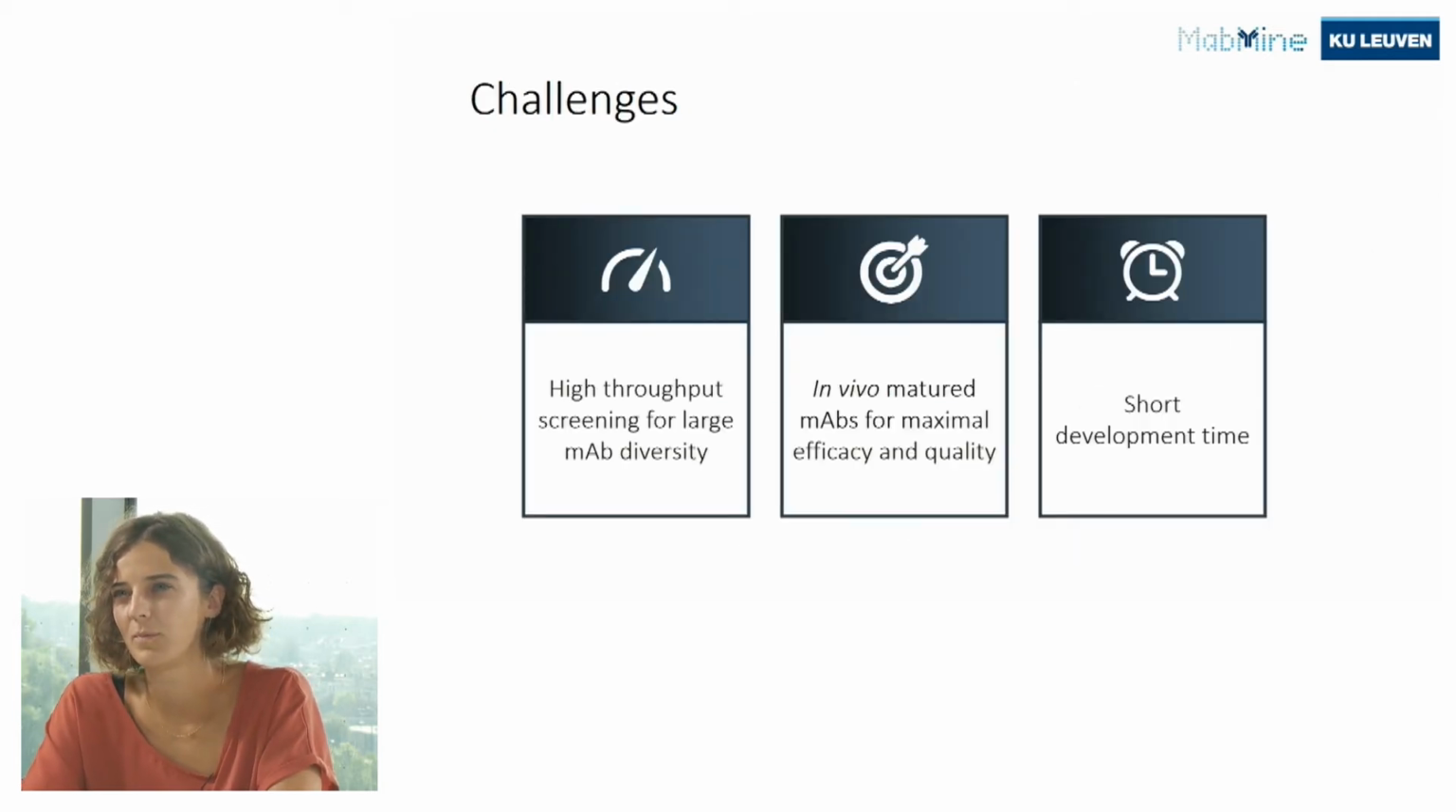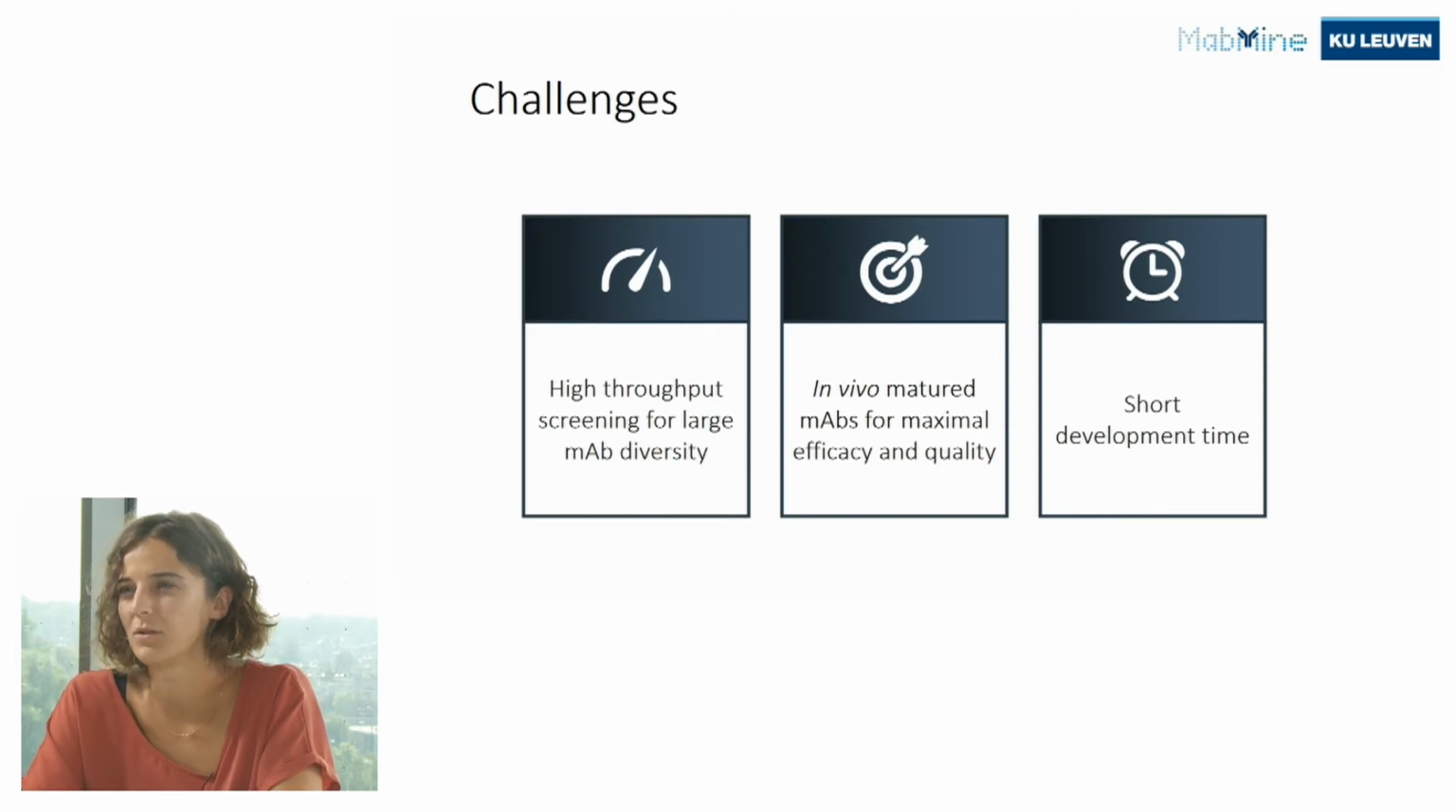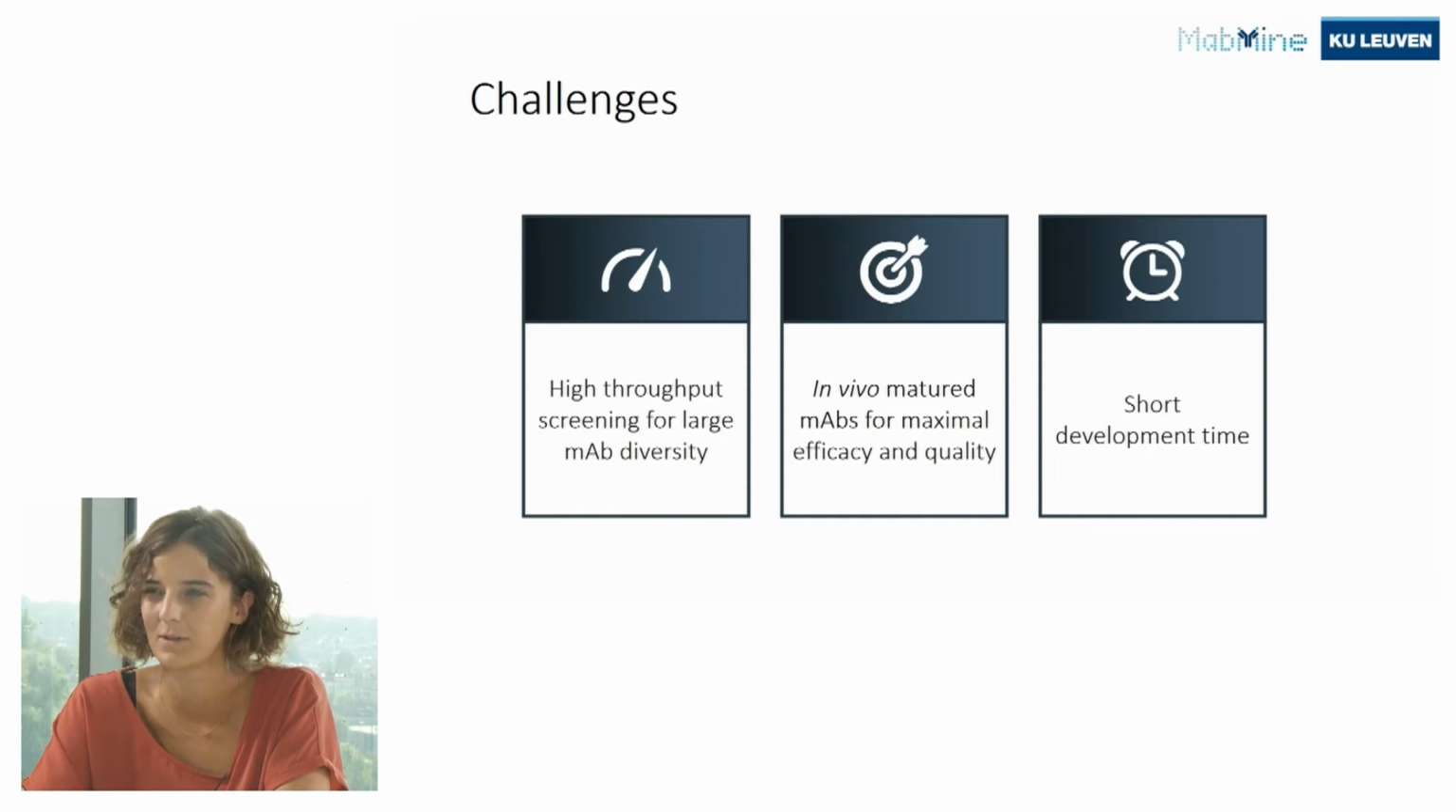However, major challenges remain in the antibody discovery process. And one of the first challenges here is to achieve a high throughput screening of B cells in order to get a large and diverse monoclonal antibody panel. And in fact, this is one of the limitations of one of the current available technologies, hybridoma technology. In addition, in order to select the most optimal antibodies, it's most interesting to go for the in vivo matured antibodies because these have a maximal efficacy and quality. And of course, it's also the aim to complete the antibody discovery process as fast as possible.